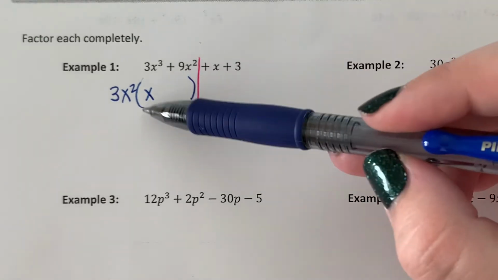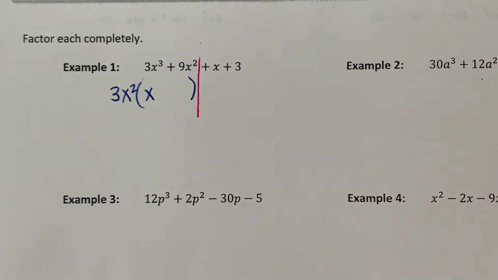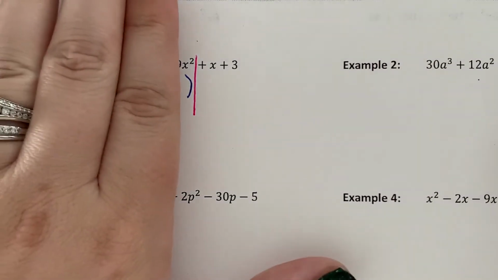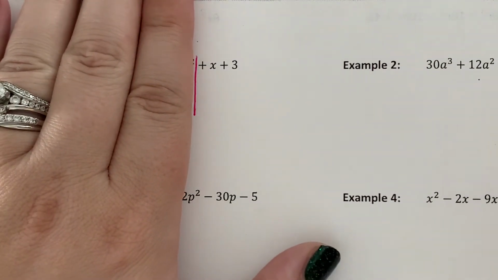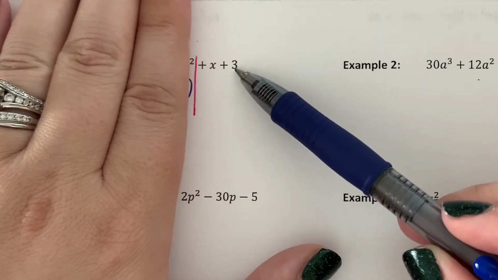And then for the second term, the x squared is taken care of, but I need to say 3 times what gives me 9? That would be 3. So I'm done with my first half. Now I can ignore the first half, and I'm looking at my second half of the polynomial, and I need to pull out a GCF.